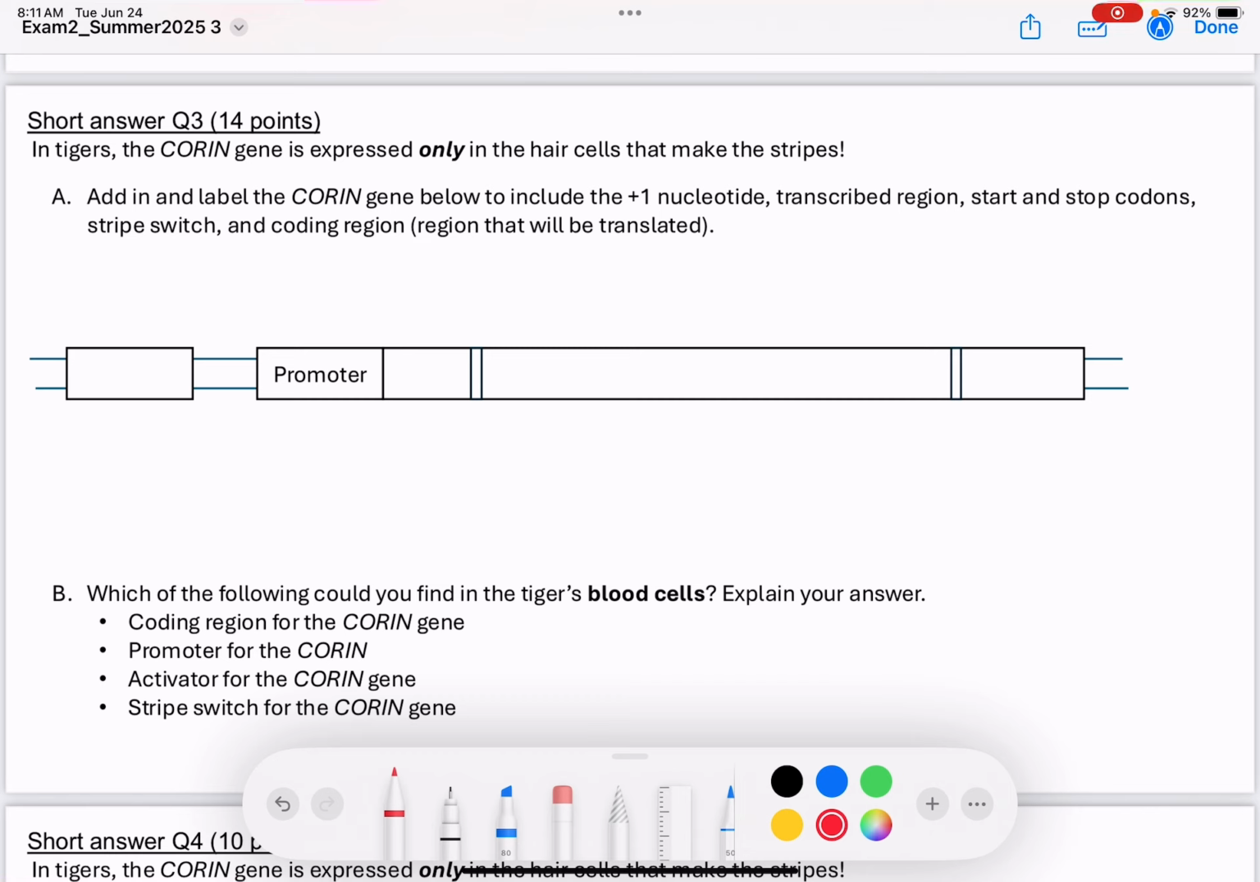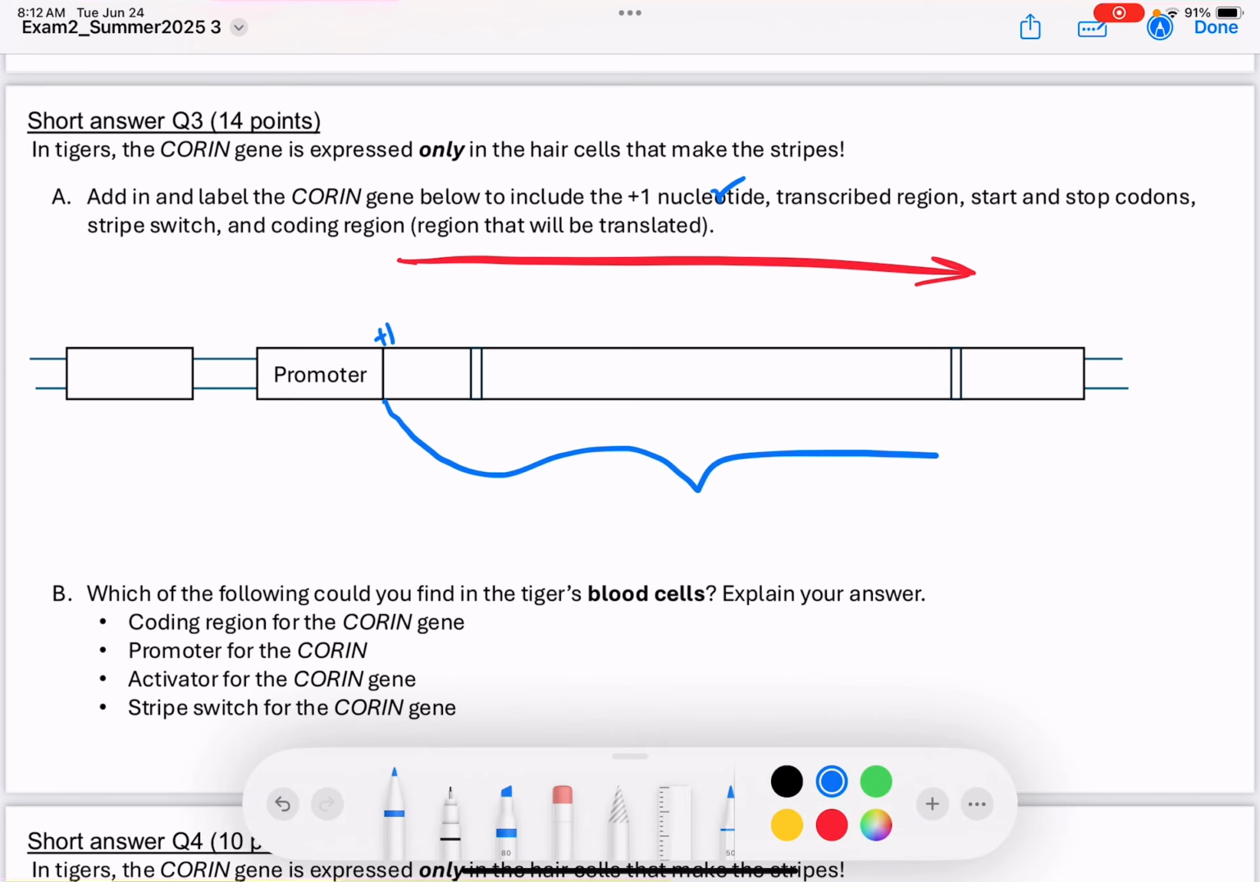So let's first start here and determine my direction of transcription. It's left to right because my promoter is here on the left. I'm going to switch colors. My +1 nucleotide is going to be right after the promoter, right? So I've got that. My transcribed region starts at the promoter and ends at the end. We didn't really go over the stop signal for transcription. There is one that you can learn about later, maybe in genetics or some other time.